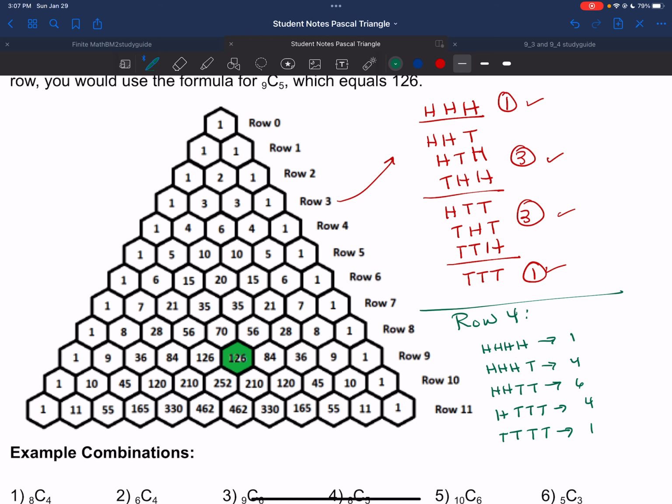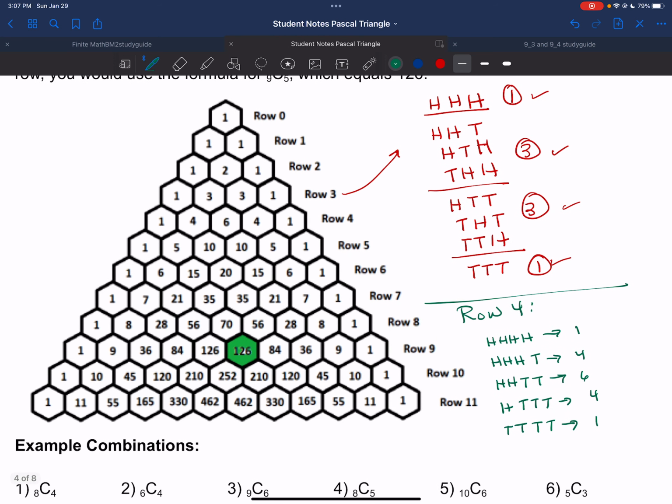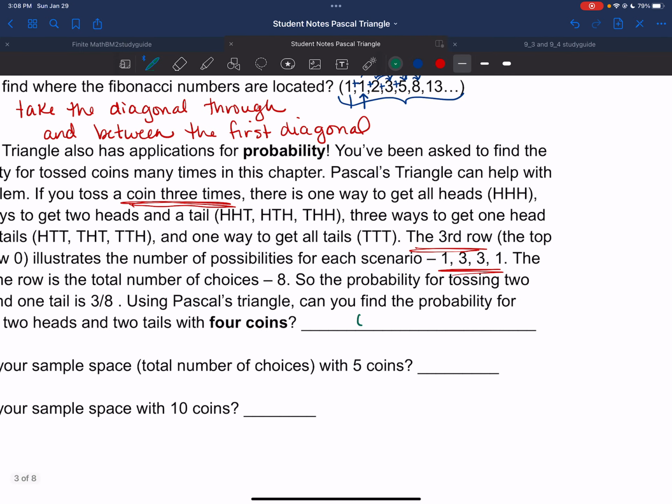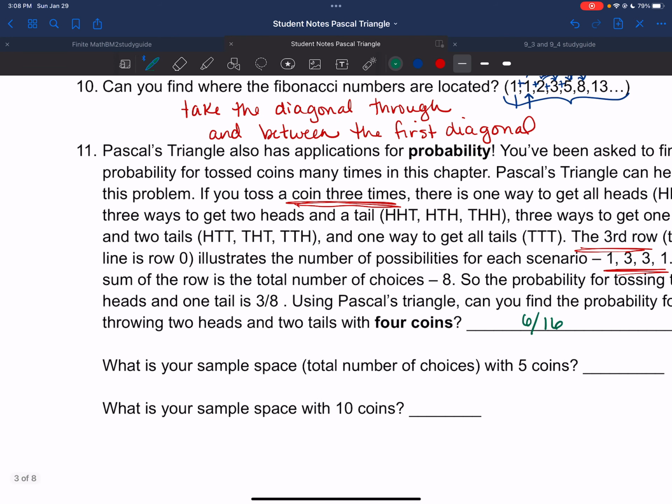And it says, what would I get if I had 2 heads and 2 tails? Well, here's my option right here, right? And I would have 6 out of a total of, if I add all those up, 1 plus 4 plus 6 plus 4 plus 1, right? That gives me 16. So that's out of 16. So 6 out of 16 is going to be my probability there. 6 out of 16.